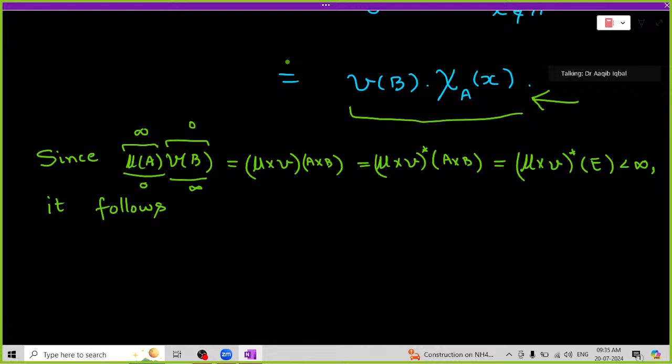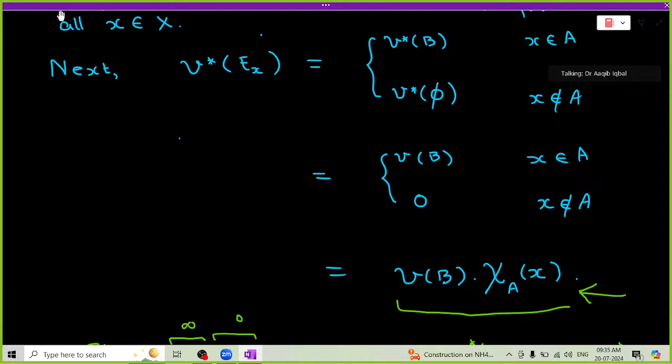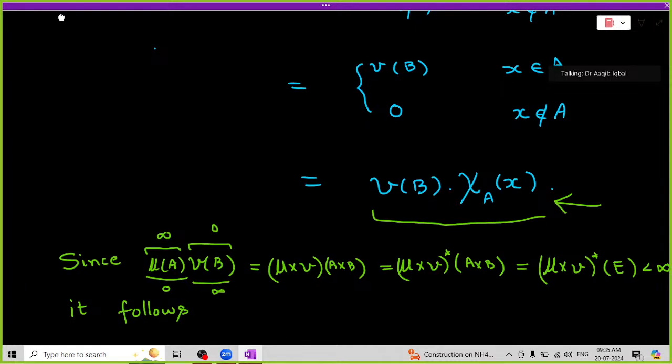And step functions are integrable. So this object जो left side में आप देख रहे हैं, it will be integrable. The object on the left side is nu star e sub x. So nu star e sub x will be integrable if both are finite.